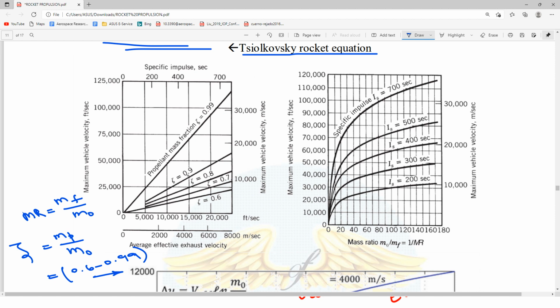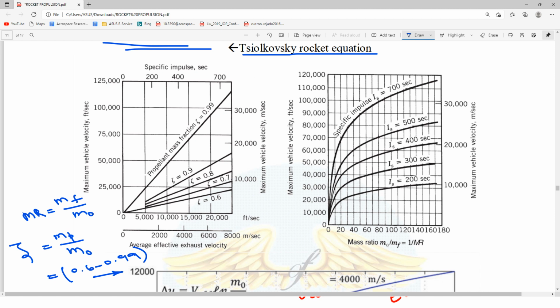and it drastically increases as we increase the mass ratio, right? Now there is one more thing we can say: in this particular diagram, the average effective exhaust velocity is a linear curve, whereas on the other side it is not linear but drastically increasing, and as we increase the specific impulse we can attain a very good maximum vehicle velocity, right? So this is another very important takeaway.